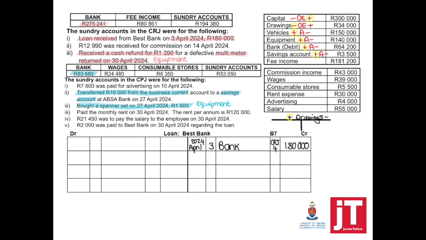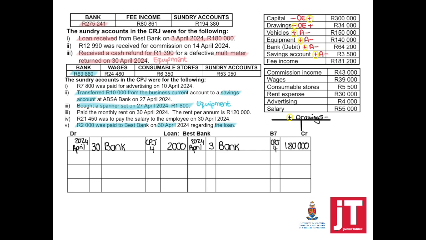If we go to the CPJ and we go to transaction number 5, it says 2,000 was paid to Best Bank on 30 April regarding the loan. So we've received money and now we need to pay it back. When a payment is made, bank is credited, the rest is debited. Our liabilities is going to decrease on the debit side because we owe them less money. On what day did the transaction happen? Day 30, details bank from the CPJ and the amount 2,000.